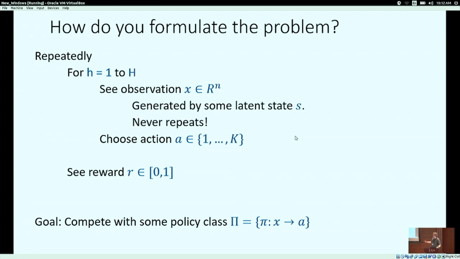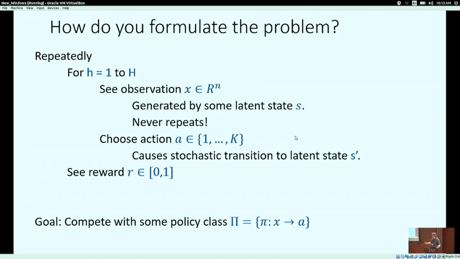But in order to make this tractable, we could say, suppose that there's some latent state S which generates this X by some probabilistic process. It could be some unknown probabilistic process. And just to make sure this is hard, we're going to think of this as being stochastic, so you don't see the same X twice. It's not a problem of memorizing the X's that you see.